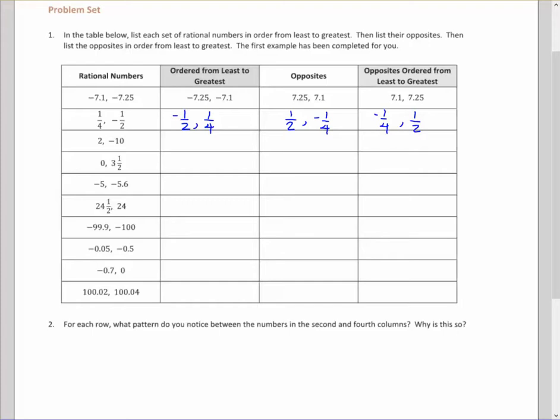All right, the next one, we had negative 10 and 2. The lowest one there is obviously negative 10. That is further below 0 than 2. 2 is not below 0, but negative 10 is lower.